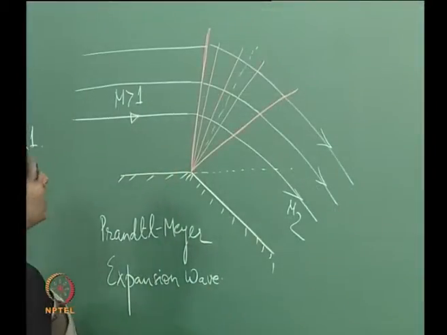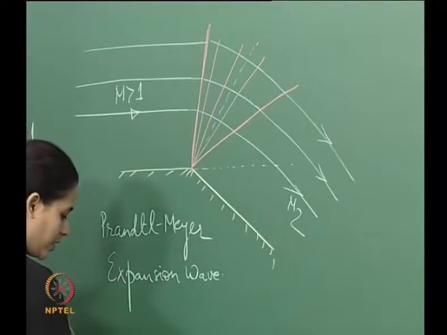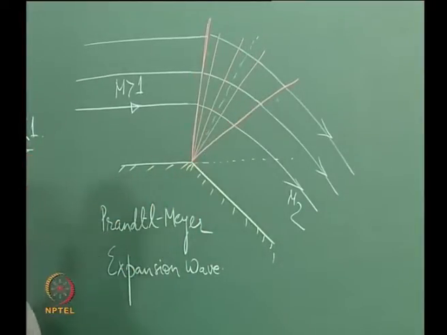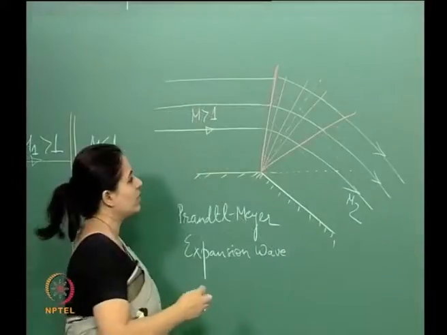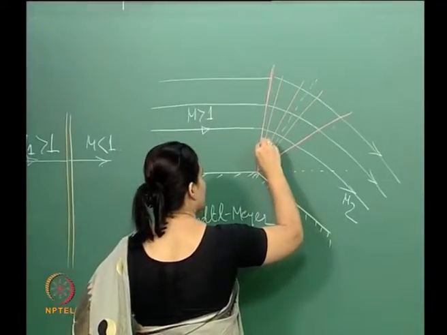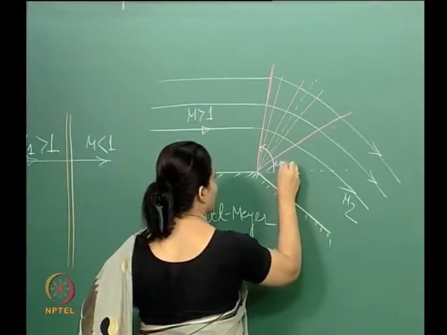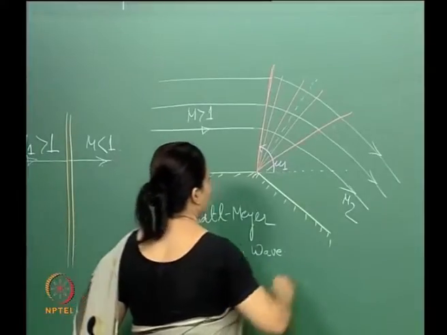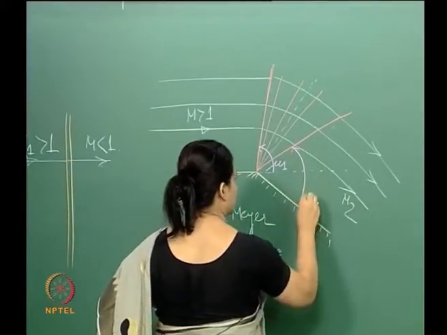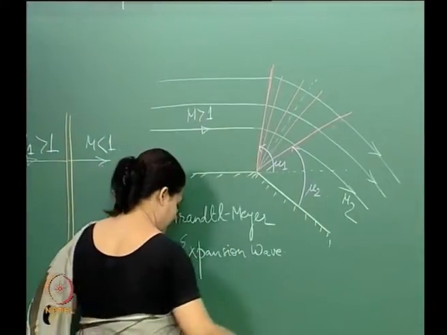So let me define this. Say these are the first and the last Mach waves. The angle of the first one, let us call it the Mach wave angle, is mu1, and the angle that this one is making is mu2.